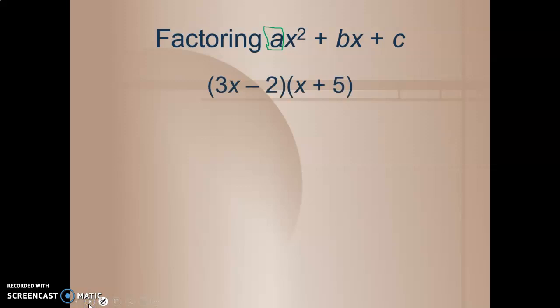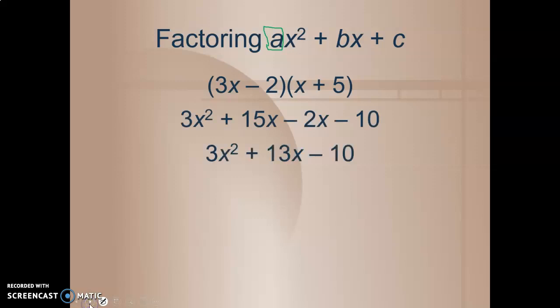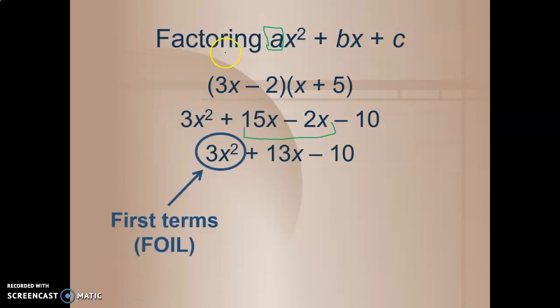Let's take a look at 3x minus 2 times x plus 5. So we have two binomials being multiplied by each other. When we multiply those out, we get 3x squared plus 15x minus 2x minus 10. Combining like terms gives us 3x squared plus 13x minus 10. You should notice that the 3x squared is the first terms multiplied. 3x times x, 3x squared.